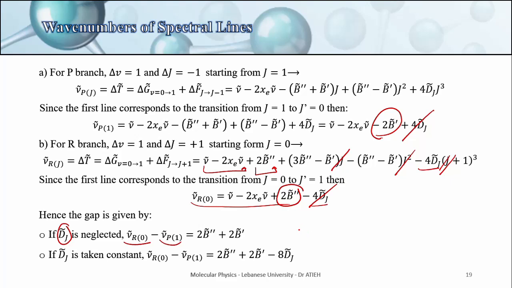Now remember that when we assumed b prime equals b double prime equals b, the answer was 4b. Okay, when we assume that the two levels in u0 and u1 have the same b, the answer was 4b. So now it's equal to 2b prime plus 2b double prime. B prime corresponding to the first vibrational level and b double prime corresponding to the second vibrational level.